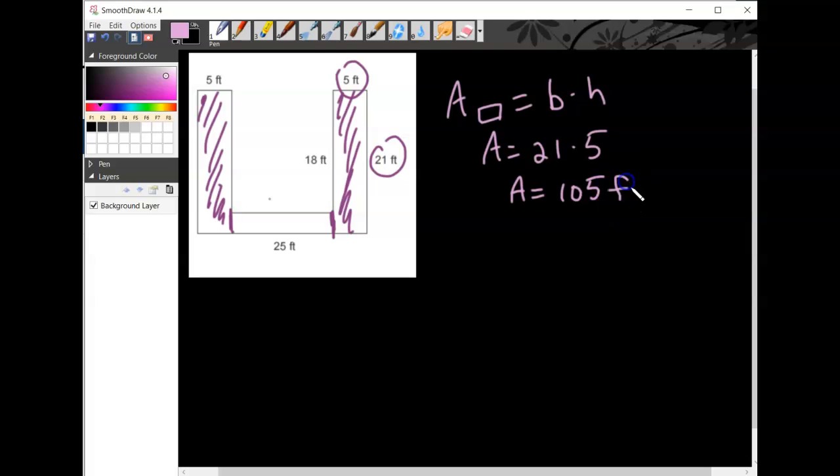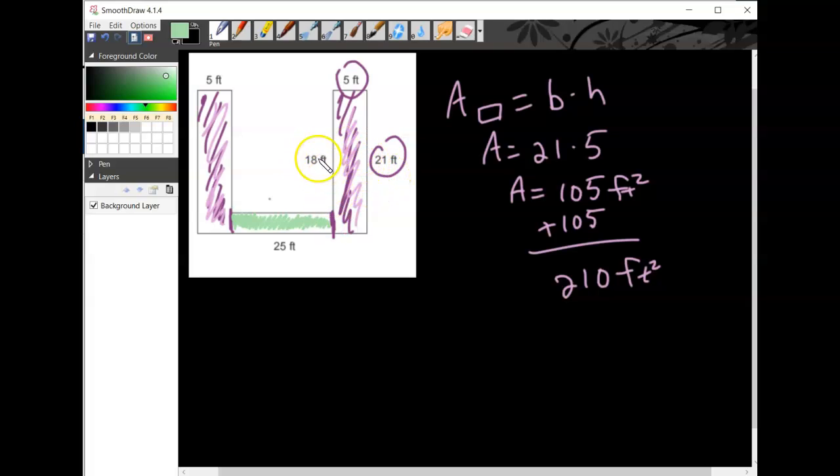105 feet squared. But there's two of them, right? Two of them. Let's add another 105. That's going to be 210 feet squared for those two purple guys, purpley pink guys there. Now the Sherlock Holmes part of the problem. How do we figure out the area of this? The way I cut it leaves us with this little rectangle right here.